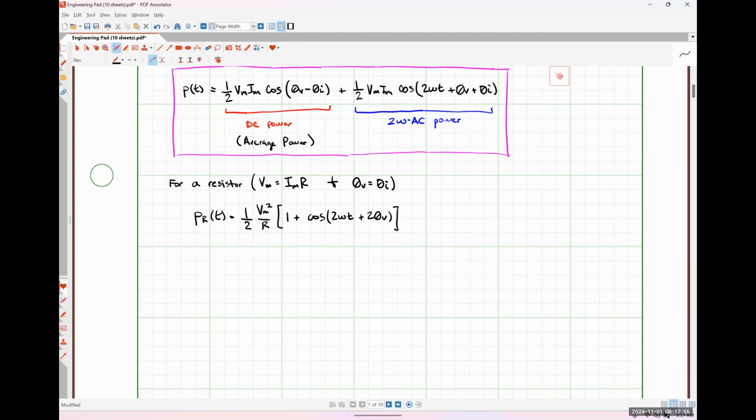Okay. So for what it's worth, actually, let's go a little bit further here. What should we expect our average power to be based on this relationship, with the understanding that the average power is just the DC part, 1/2 V_M squared over R?